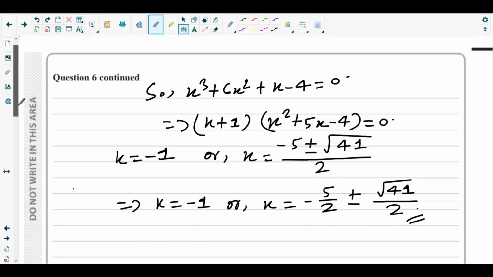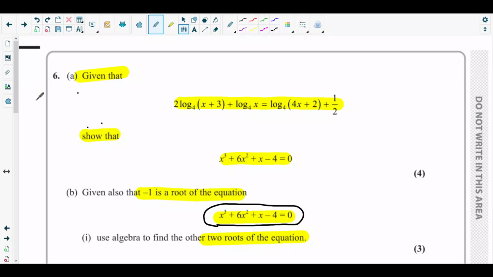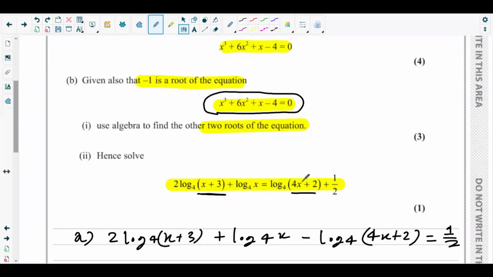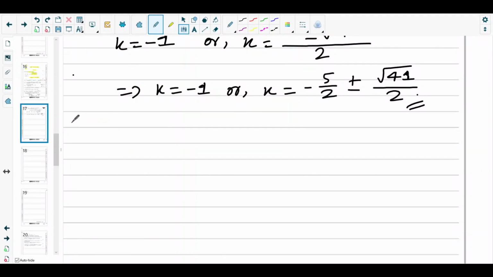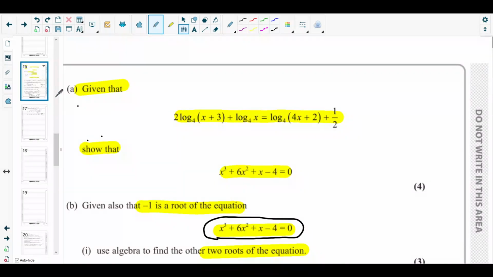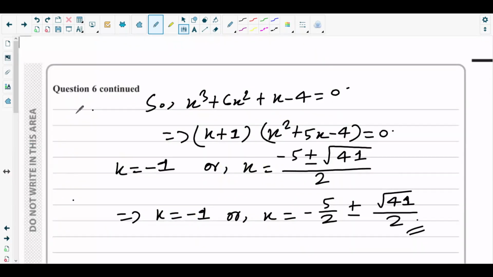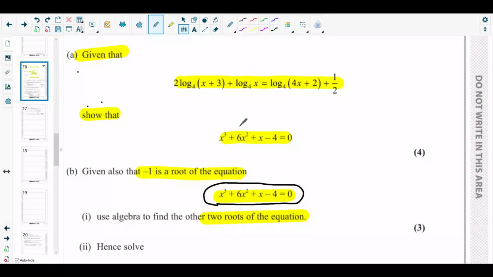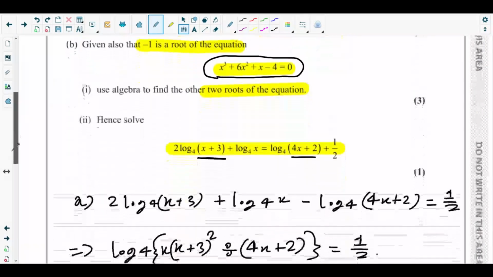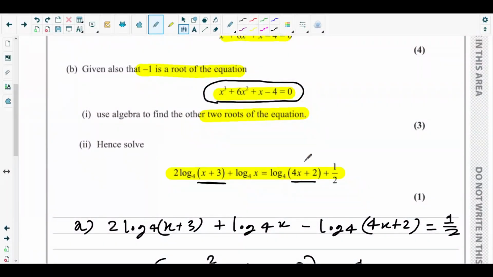Consider the parts within the bracket, x plus 3 and 4x plus 2. So which one will give a negative value? If you consider x equals negative 1, then you are getting negative 4 plus 2. This will give negative 2 for x equals negative 1. So x equals negative 1 is not acceptable.